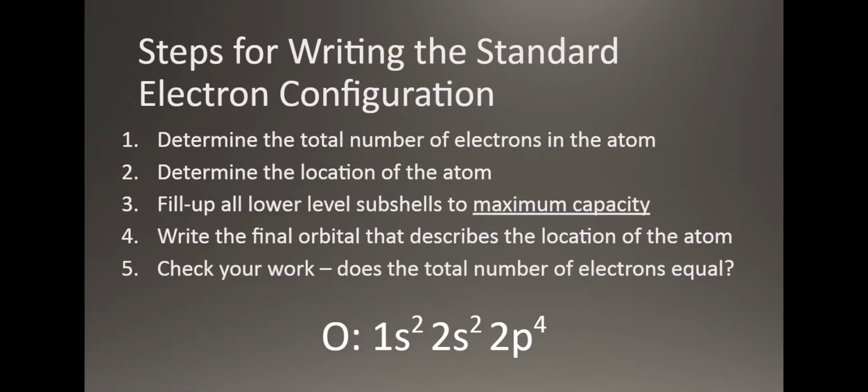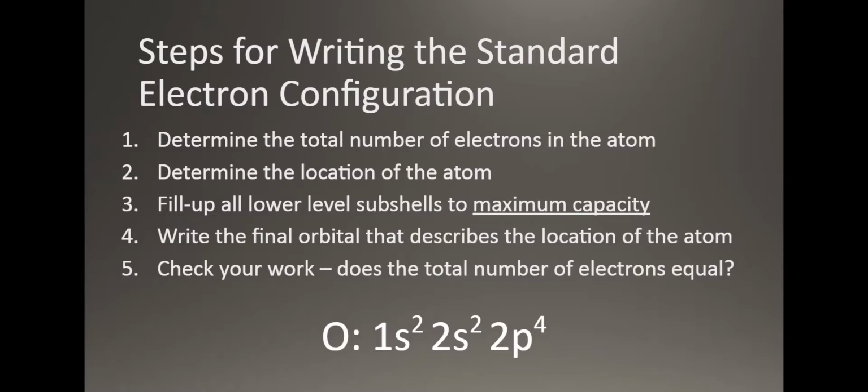The first thing you want to do is figure out the total number of electrons in an atom and write in the standard electron configuration. You're then going to determine the location of the atom, just like we did before. Then we fill up all the lower level energy subshells to their maximum capacity. Remember, the s orbital can hold a maximum of 2, the p orbital a maximum of 6, d is a max of 10, and f is a maximum of 14. We then write that final orbital that describes the location of the atom, in this case 2p4 for oxygen.